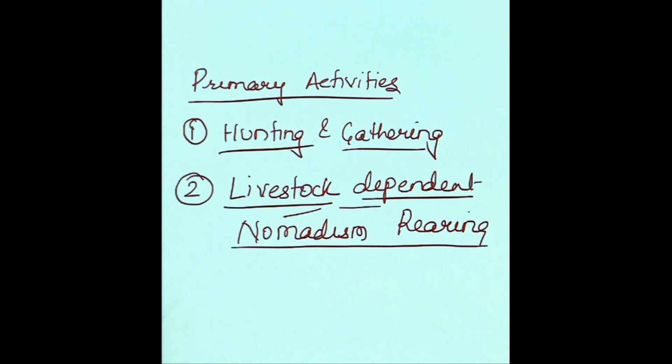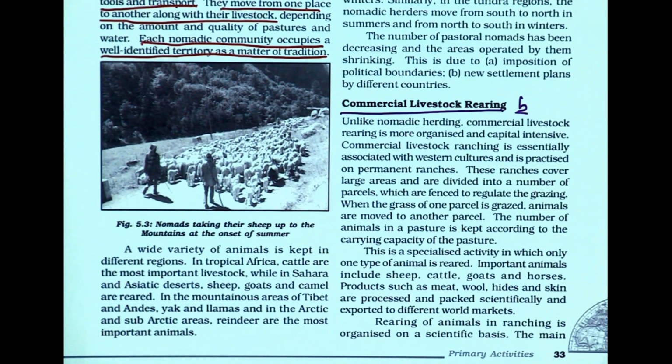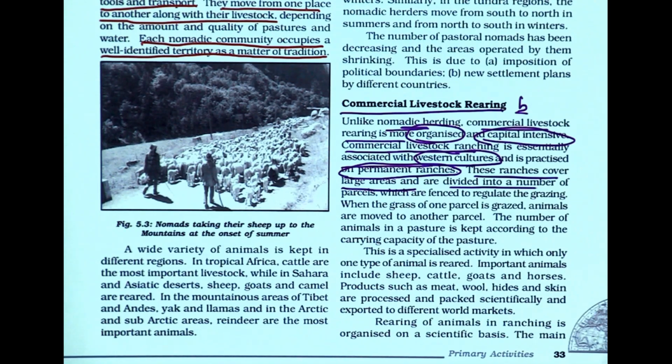We have learned nomadism, we want now to learn livestock rearing, the commercial livestock rearing. Unlike nomadic herding, the commercial livestock rearing is more organized and capital intensive. Commercial livestock ranching is essentially associated with Western culture and is practiced on permanent ranches. These ranches cover large area and divided into number of parcels which are fenced to regulate the grazing.